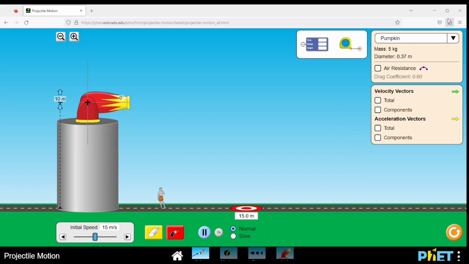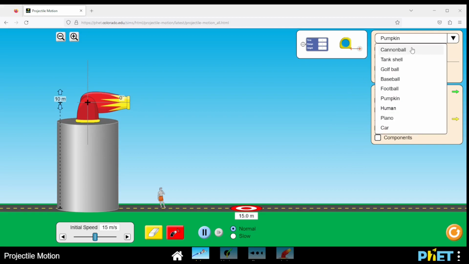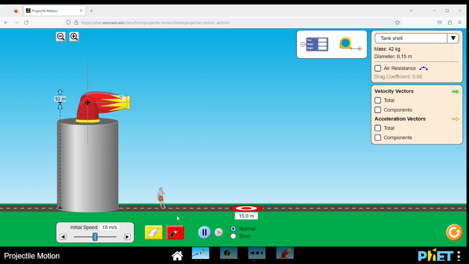But if we use another kind of object that is more aerodynamic, like a tank shell, we can ignore air resistance to quite a good degree. So there's the shot without air resistance, and I'll turn the air resistance on for the tank shell and reshoot, and we can see really no difference. We'll turn off the air resistance, reshoot, and it just replaces the trajectory curve with a new trajectory curve that you can see is completely the same. So for this tank shell, for all practical purposes, we can ignore air resistance.